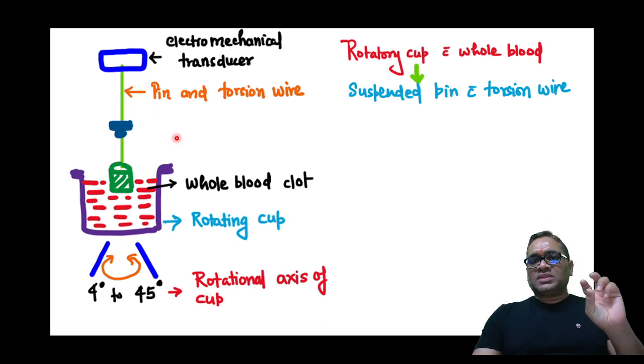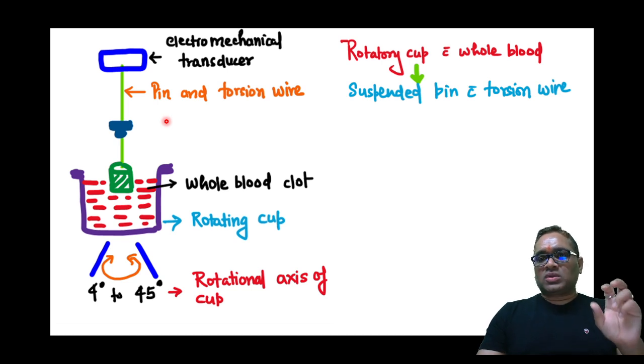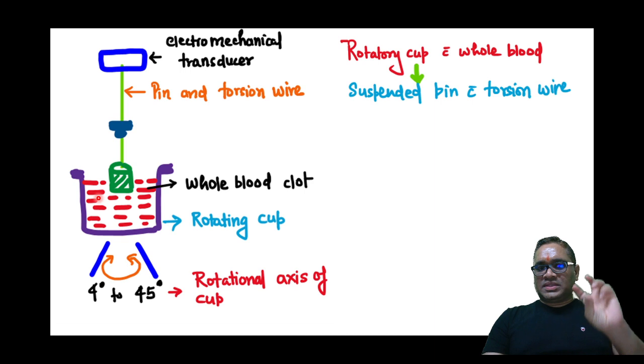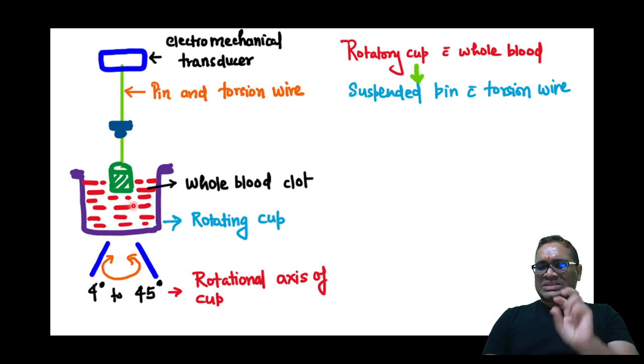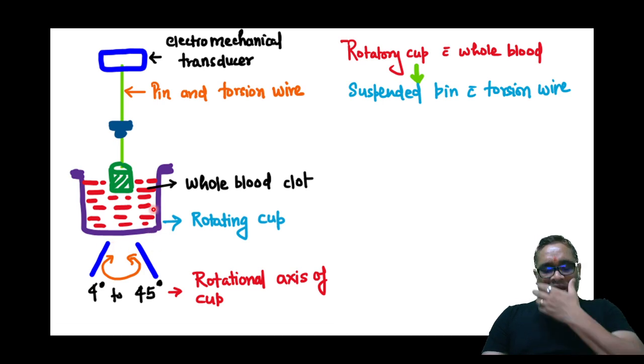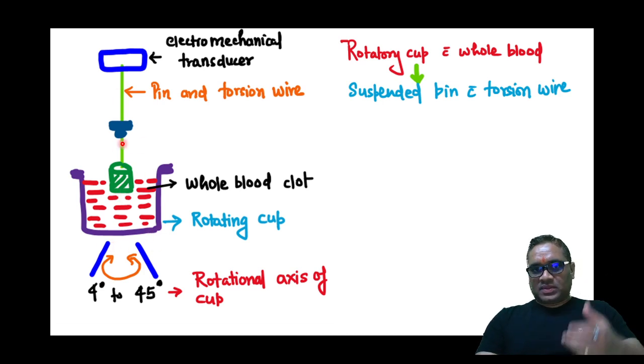So what happens in this thromboelastography measurement, during this process, is that this cup will be rotating. This cup will be rotating at 4 to 45 degrees. So that will be a slow, sluggish movement. This sluggish movement will be simulating venous blood movement, and the pin is hanging with the torsion wire.